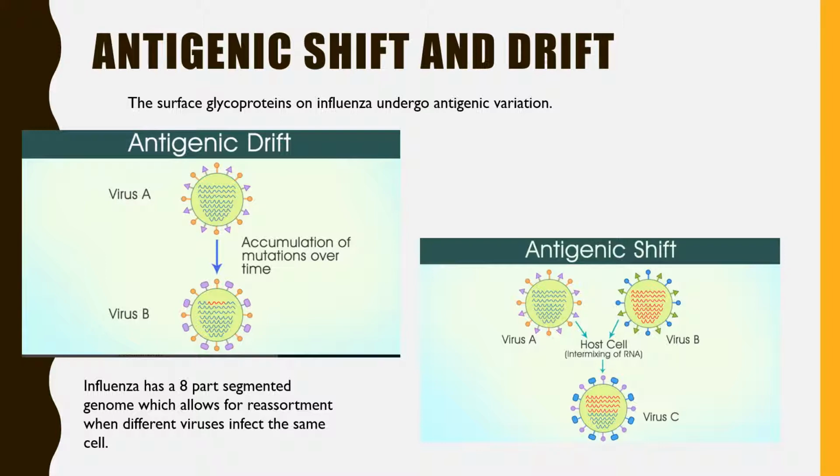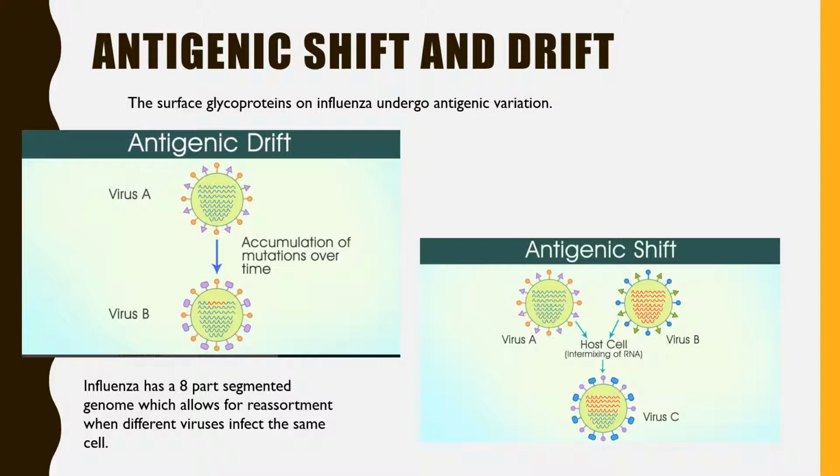So first we'll start with antigenic drift. Antigenic drift is the accumulation of mutations over time. Different point mutations gradually occur and this results in a change in the glycoproteins.